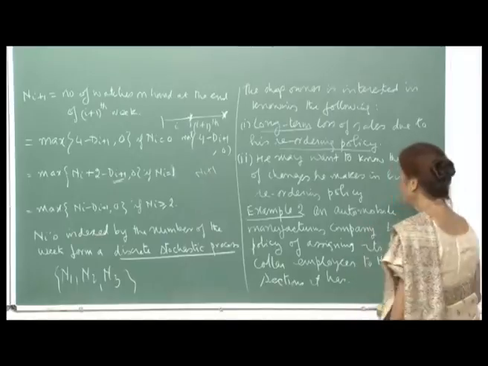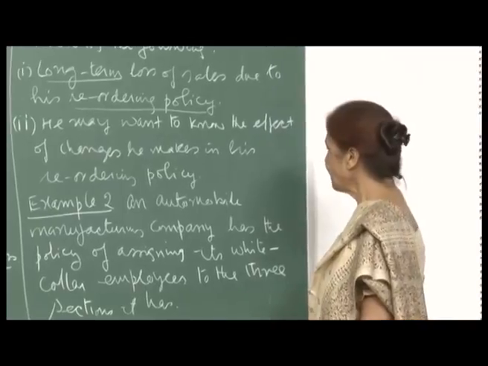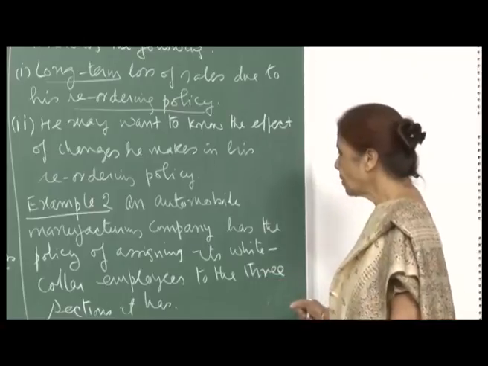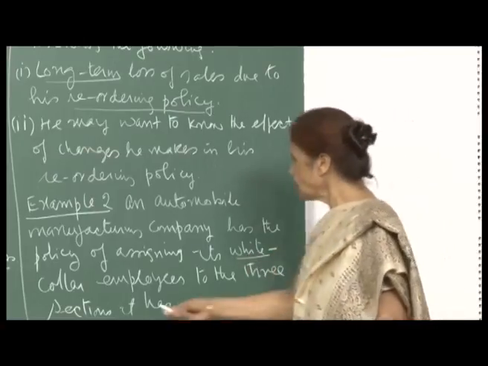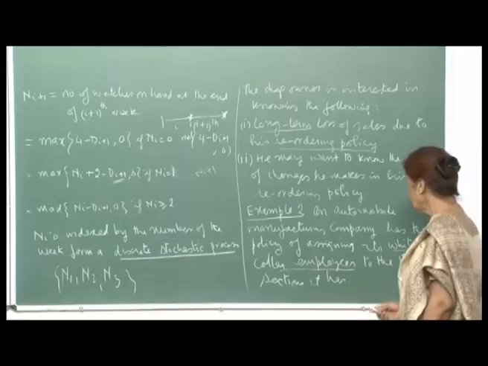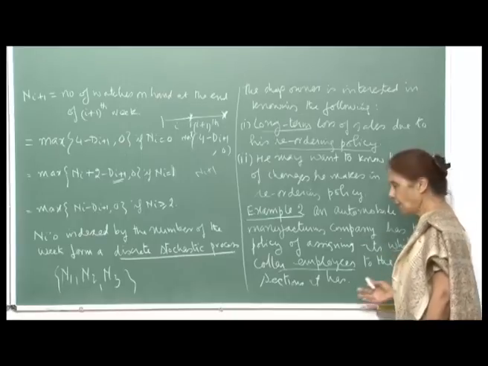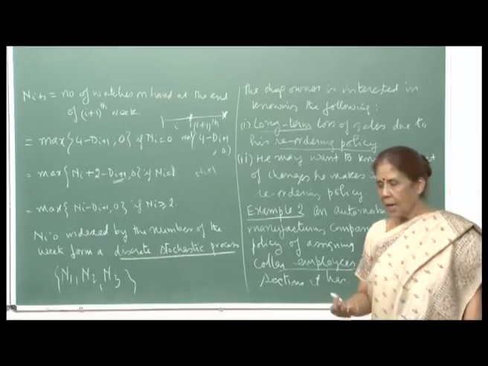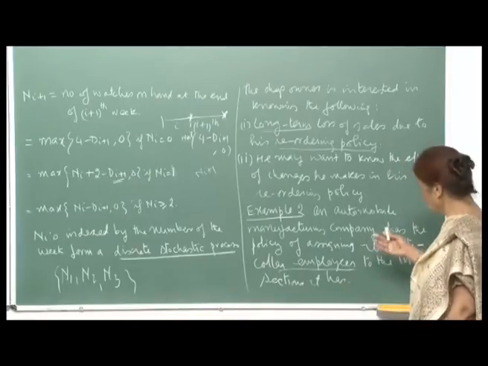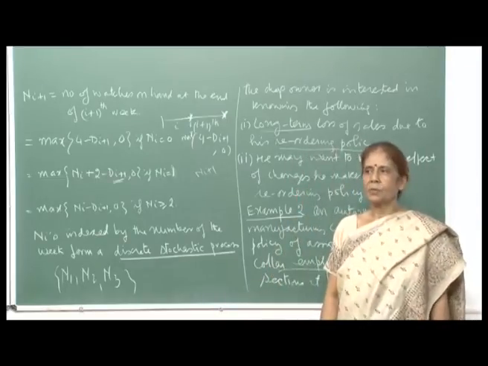Okay. Now, let us look at another example, which is probably a simpler one. There is an automobile manufacturing company and it has the policy of assigning its white collar employees, meaning those who work in offices, the office of the sales and so on, to the 3 sections it has. The 3 sections are production, HR, handling human resources, and sales. We will now look at this example and give you another feeling about stochastic processes.